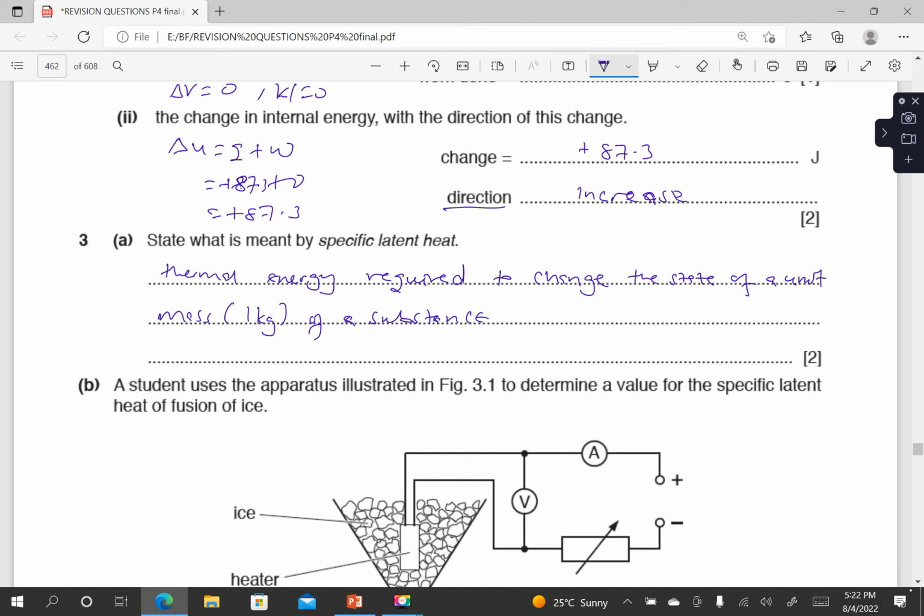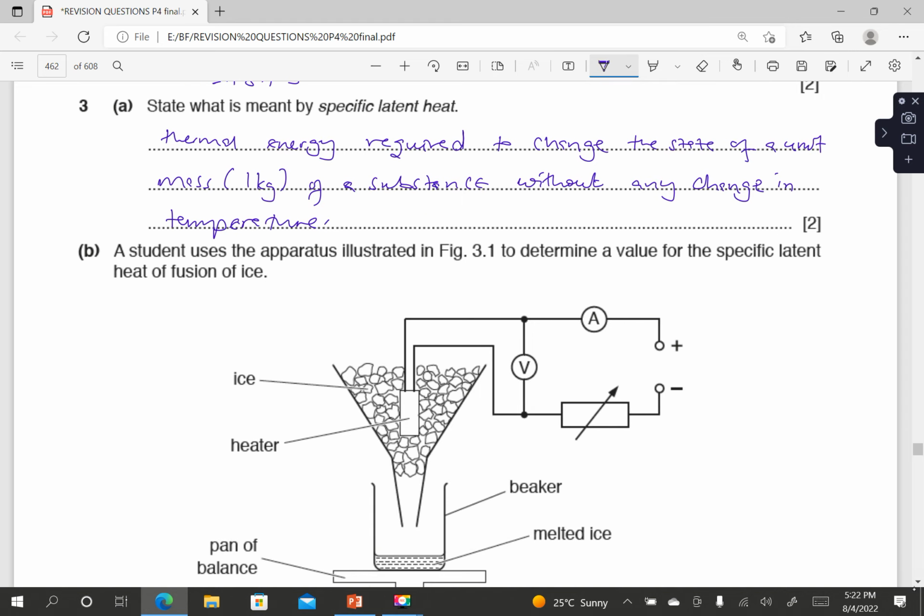A unit mass of a substance without any change in temperature. That is specific latent heat.